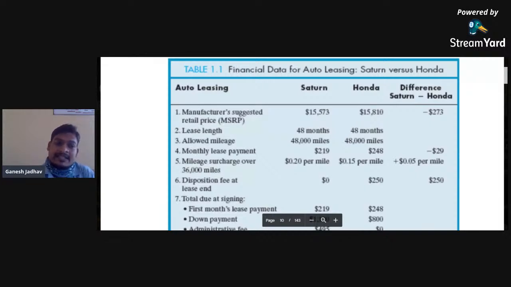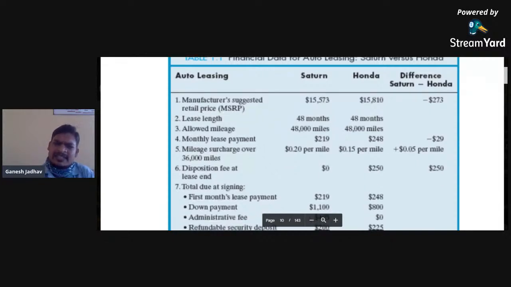Lease length is 48 months and 48 months, so these are the same. The allowed mileage is 48,000 miles and 48,000 miles, so these are the same also. Then the monthly lease payment is $219 for Stratum and $248 for Honda. That is a difference of 29.